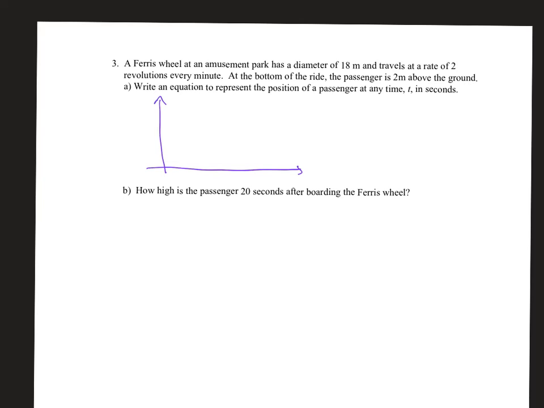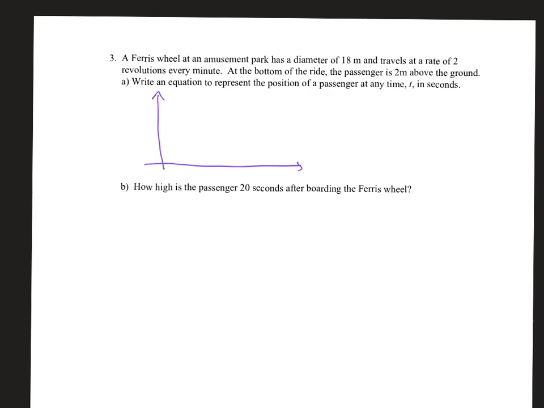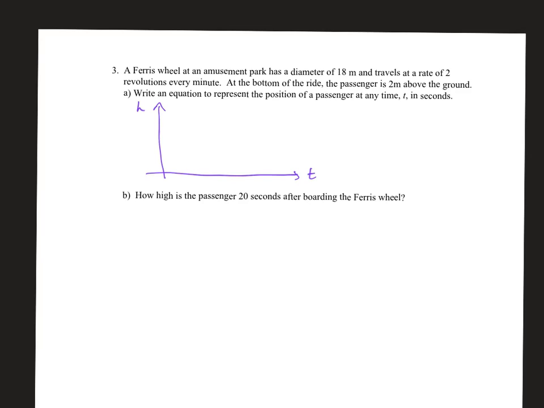Okay, we should be back. So, you've given the problem a read. You notice that we're talking about a Ferris wheel. That Ferris wheel has a diameter of 18 and travels at 2 revolutions per minute. So what we're talking about is our height versus time. It tells me that at the bottom of the ride, the passenger is 2 meters. I really hope that when we went through to build our graph, our initial sketch looked something like this.